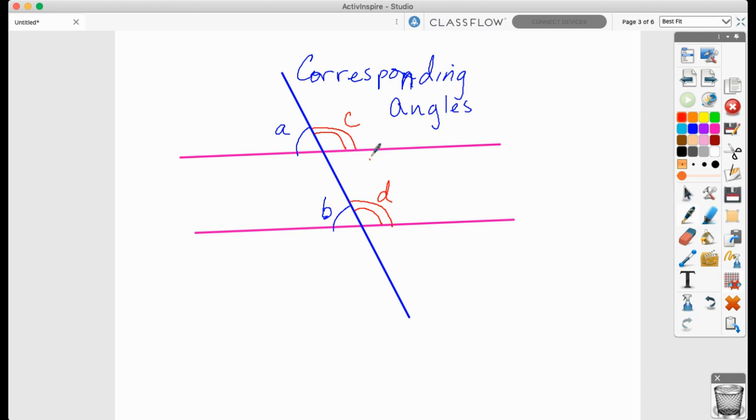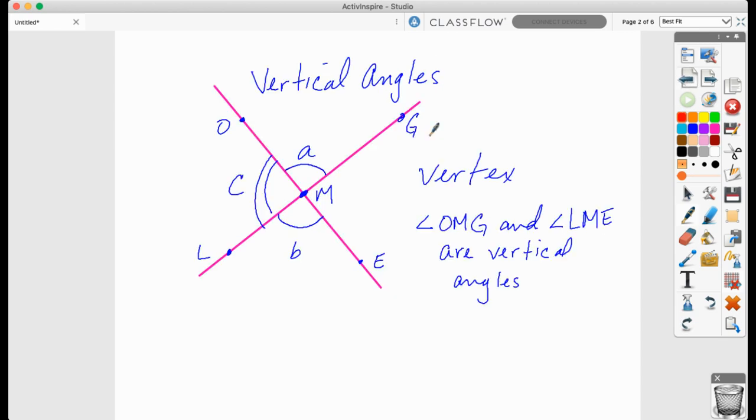The important thing is that these two are actually the same angle, just on a different line. They have the same measure. Just like the vertical angles, these are going to have the same measure as well. These two right here are going to have the same measure. They're going to be the same angle, just with different letters.